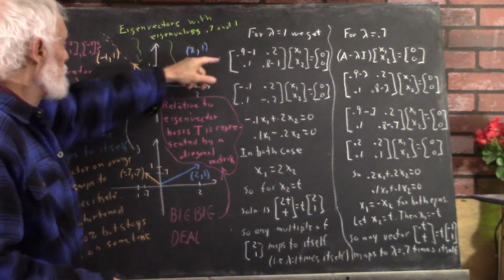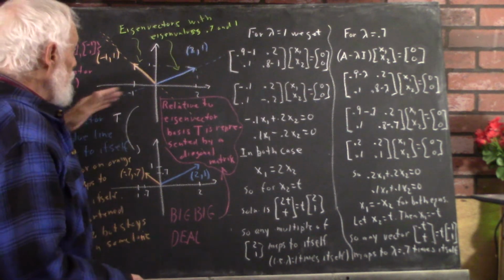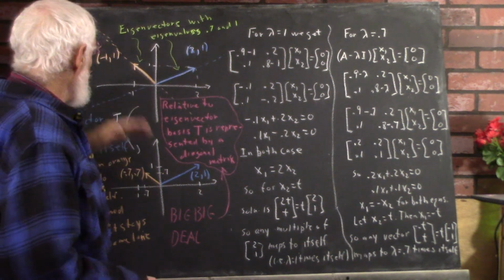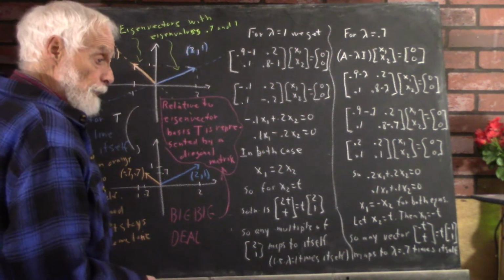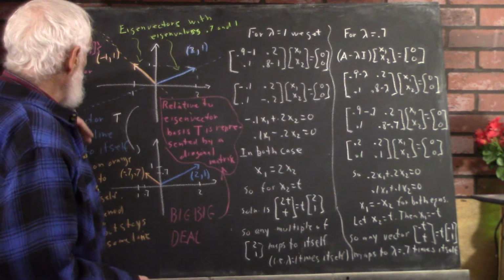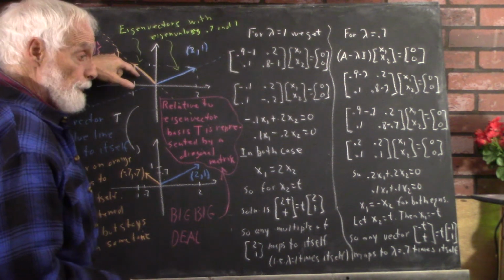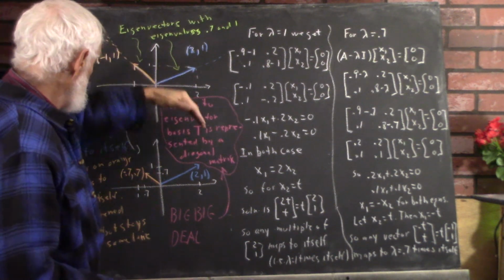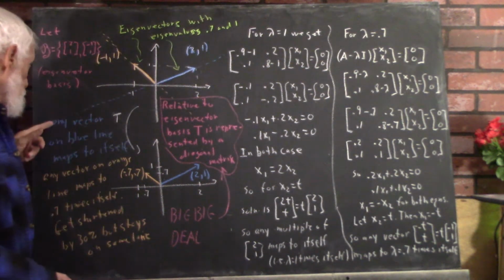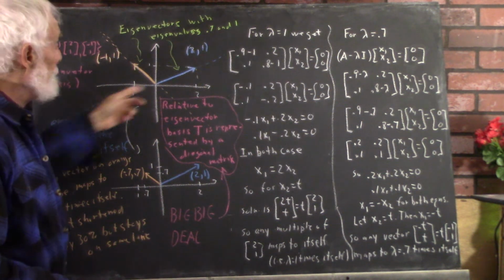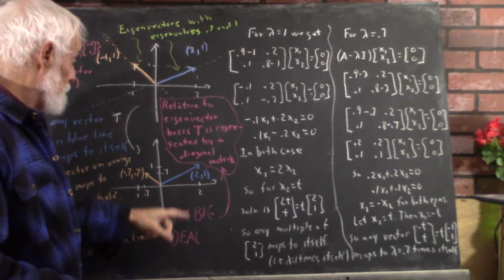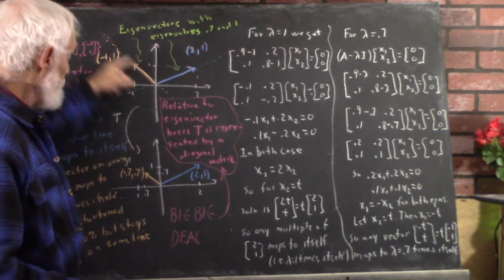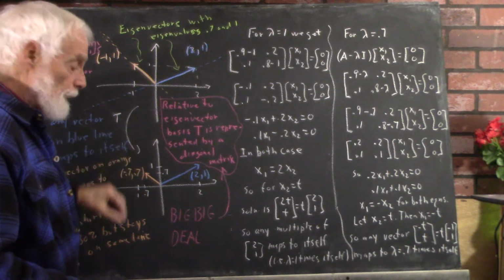Furthermore, we've got this dotted blue line. All the vectors that are multiples of this, all the t times 2, 1 vectors, are on this line. And all the vectors that are multiples of this one, t times negative 1, 1, are on this line. So I got a note here, any vector in the blue line maps onto itself. Okay? Just like this one does. Any vector on this line maps onto 70% of itself.